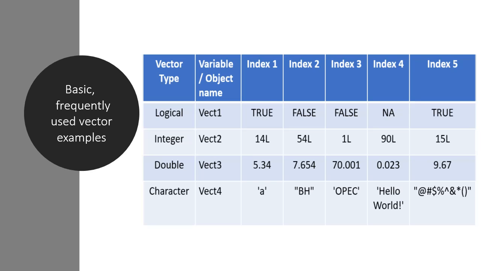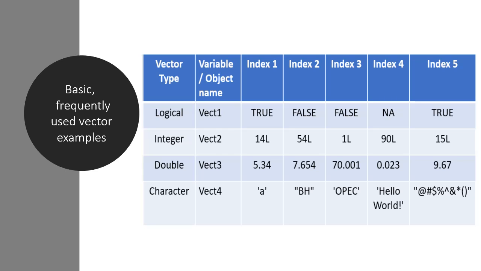Vect1 contains logical values. At index position 4, the data is not available and it is to be denoted by NA, both letters in uppercase. If there is a missing value in any type of vector, it should be denoted by NA. Even though NA is a logical value, R will manage to convert it to the same type as that of the vector. In vect2, we have integer values.